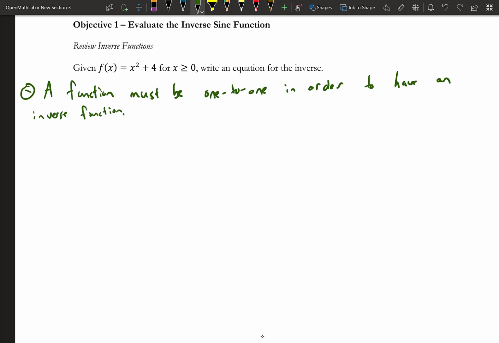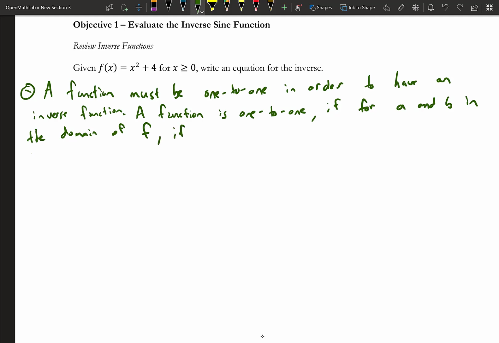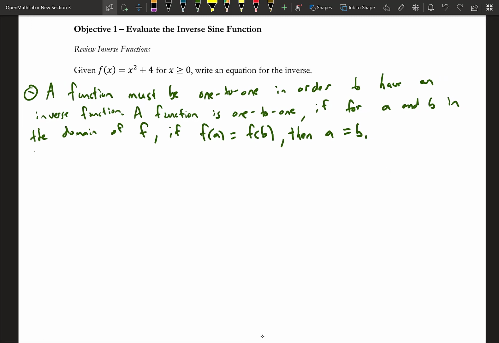Right? So then just recall about one-to-one. A function is one-to-one if for a and b in the domain of f, if f of a equals f of b, then a equals b. In other words, if we have 2 points that have the same y value, their x value must be the same as well, in order for it to be one-to-one. And remember, if we have a graph of a relation, we can tell this by the horizontal line test.